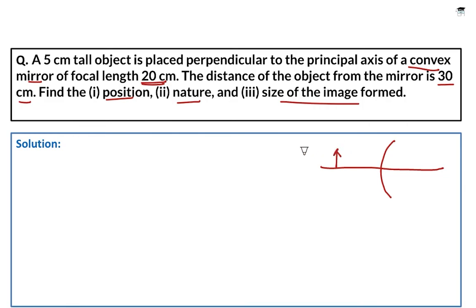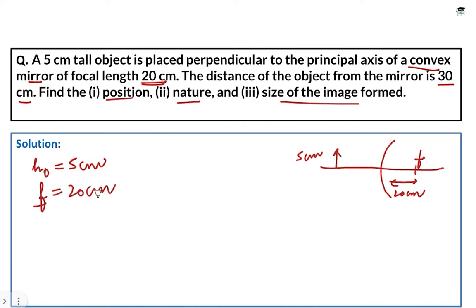So this is our object, it is of 5 cm. So our H naught is 5 cm and it is positive because the object is upright, in the upward direction, placed perpendicular to the principal axis of a convex mirror of focal length 20 centimeters. So the focal length of the convex mirror is 20 centimeters. So F is 20 centimeters.